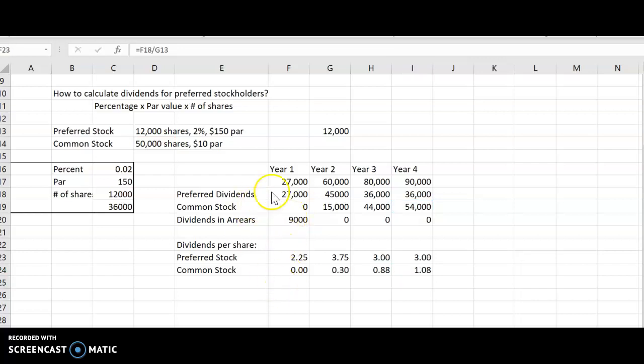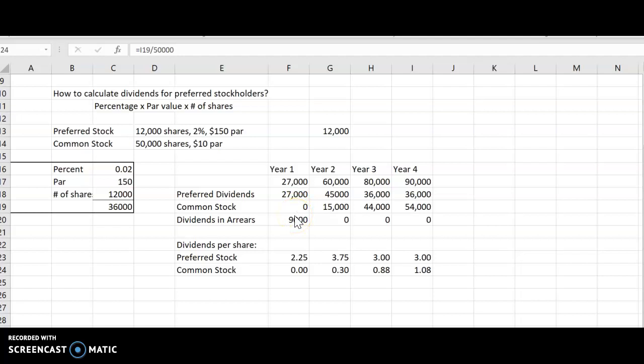So what this is telling us, in year 1, preferred stockholders got $2.25 per share, and common stock shareholders got 0. Okay, and then year 4, you can see that we have $3 per share preferred stock and $1.08 for common stock. So that is how you do cumulative preferred stock.